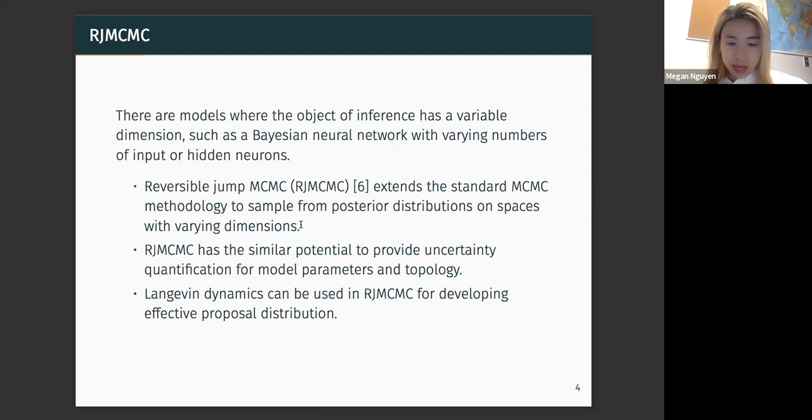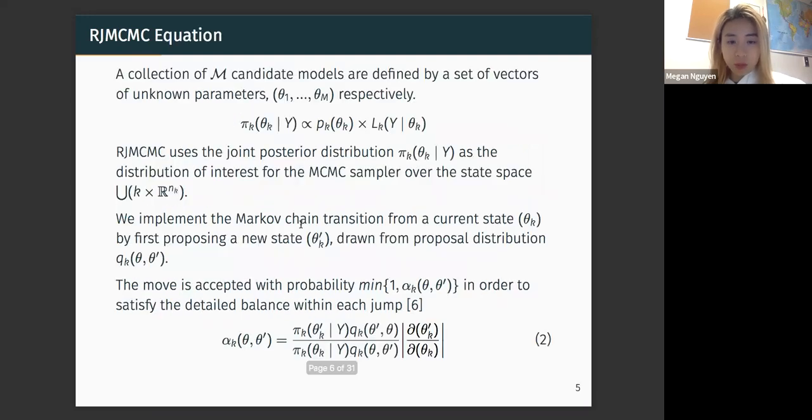RJMCMC, when coupled with Langevin dynamics, can help us train the dynamic Bayesian neural networks via a cascaded neural network architecture. So before we move on to how we apply RJMCMC to the Bayesian neural networks, we introduce RJMCMC in a more general setting.